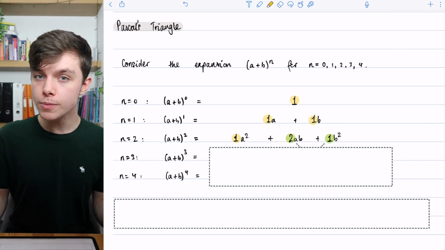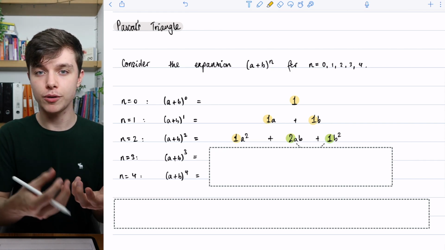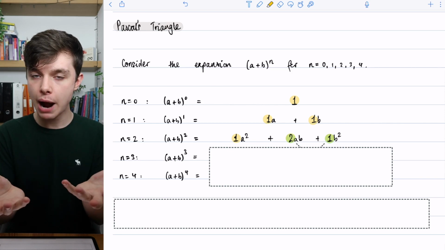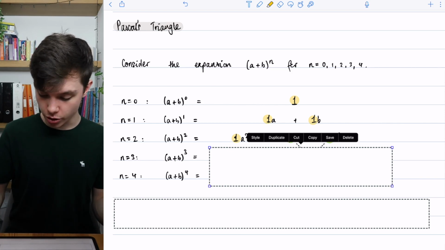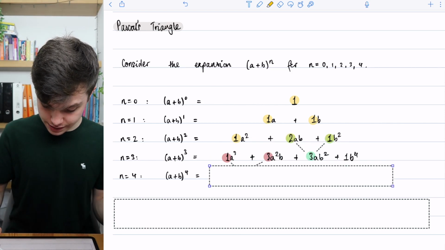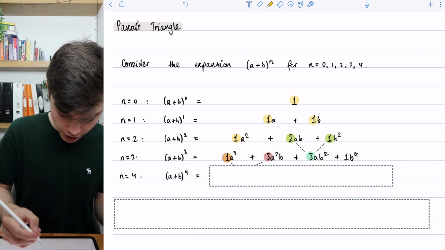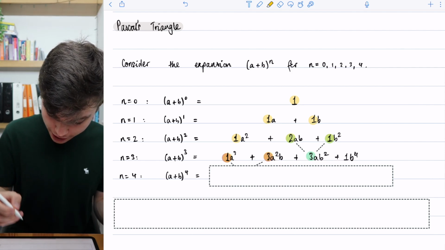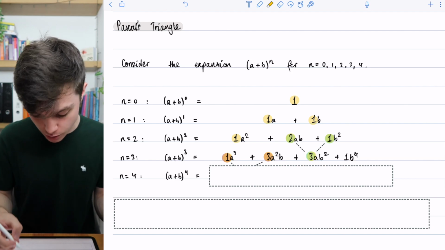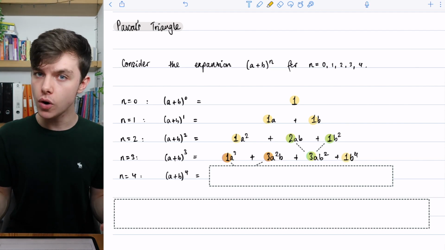Then when we have a plus b cubed, we have a plus b times a plus b times a plus b. Work that out if you want to, have a pause and see if you can work it out. If not, this is what you get. You get 1a cubed plus 3a squared b plus 3ab squared plus 1b cubed.